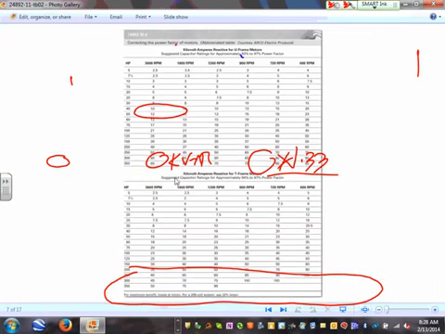Okay. Any comments, guys, about these tables? Any comments about these tables?